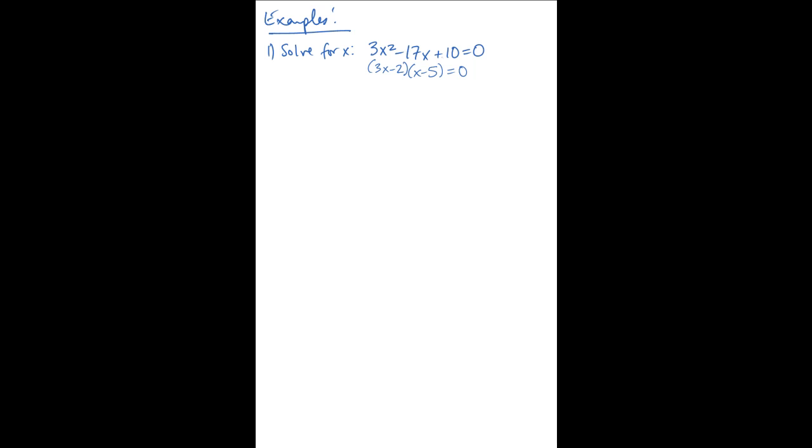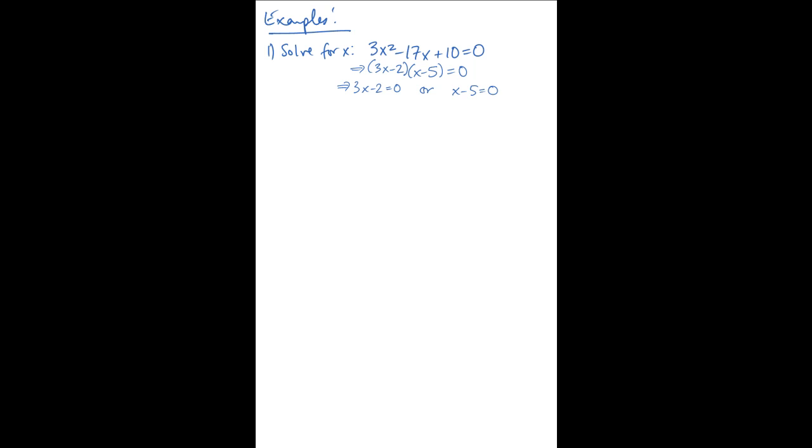So we can now use the zero factor property. In other words, if we have a product, first thing times the second thing equals 0, that means one of them has to be 0. At least one of them. So this means that either 3x minus 2 equals 0, or x minus 5 equals 0, or both.